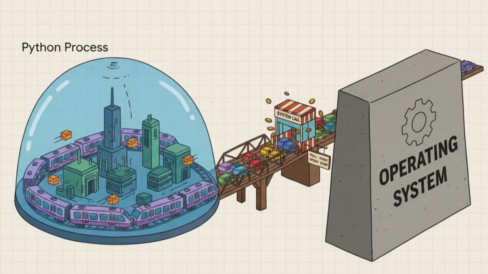Talking to the operating system kernel is what we call a system call, and it's a relatively slow, expensive operation. Now, think about how many tiny objects a Python program makes. If Python had to bother the OS for every tiny little integer or string, the whole thing would slow to a crawl. Pymalloc is the solution to that bottleneck.